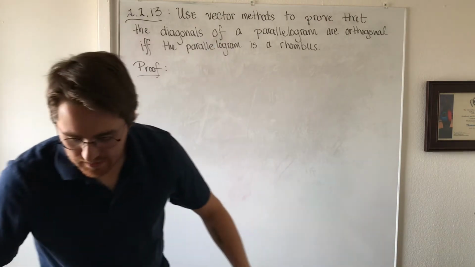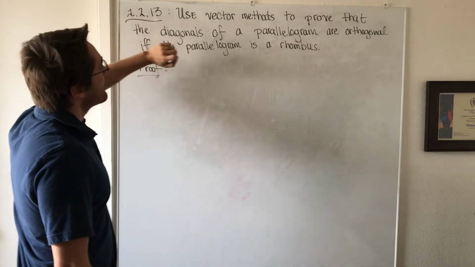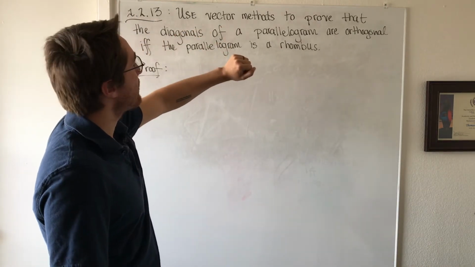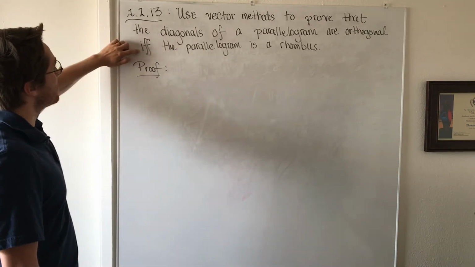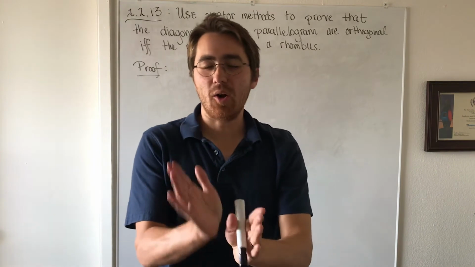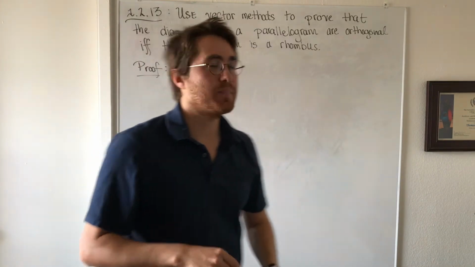Alrighty, folks, let's take a look at this next problem. So we have 1.2.13. Use vector methods to prove that the diagonals of a parallelogram are orthogonal if and only if the parallelogram is a rhombus, meaning that all edge lengths are the same. So it's a parallelogram that has all the same edge lengths.